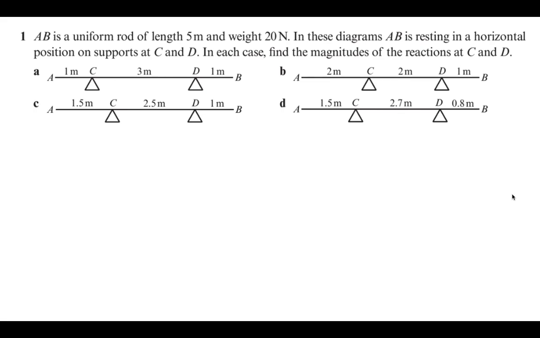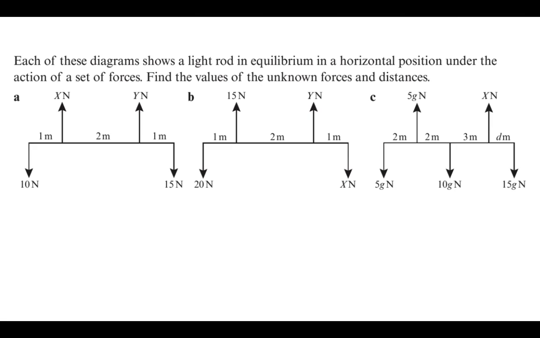Okay. The next part of the task that I'd like you to do is I'd like you to have a go at these questions. Again, they're uniform rods. You've been given the weights. C and D are in different places, and you need to find the magnitudes of the reactions at C and D for that one. And for question 2, in each of these diagrams, it's a light rod. So you can assume there is no weight because it says it's a light rod, but it does say it's in equilibrium. And again, I want you to find out what the missing values X and Y are.